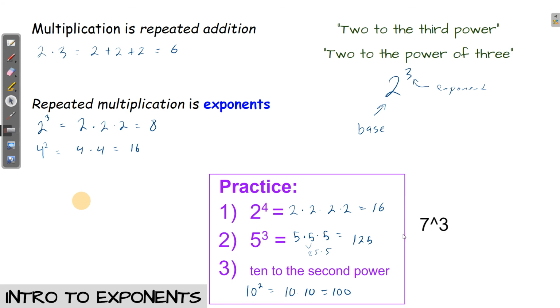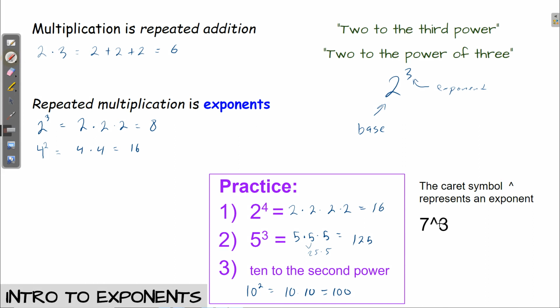Something else to note, sometimes you'll see a problem like this where it has 7 and this caret symbol to 3. The caret symbol just represents an exponent. So if you ever see this caret, that's just basically saying 7 to the third power. Now let's go ahead and solve this for extra practice. Go ahead and pause the video to give yourself time to attempt this.